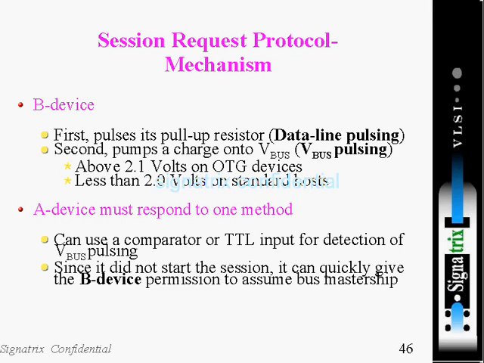A pulse means it will be high for a very short duration. So A device has to detect this VBus pulse from B device. How will it detect it? By using this comparator logic. And since it did not start the session, it can quickly give the B device permission to assume bus mastership.